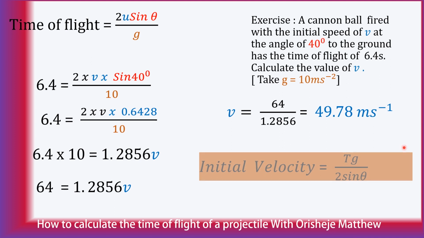So this is how to get the initial speed from the time of flight. But in case you want to use the subject of the formula from the time of flight equation, you now have this one. So you can have u is equal to t multiplied by g divided by 2 sine theta.